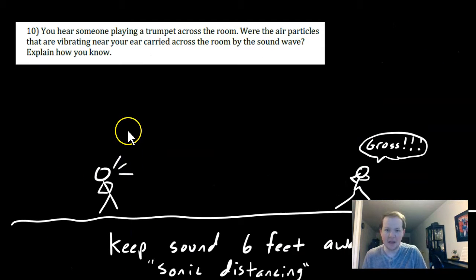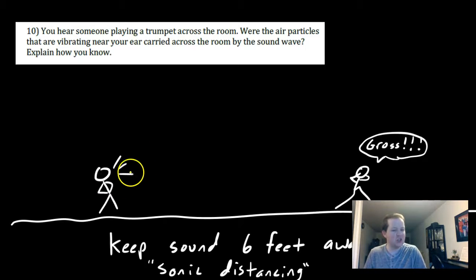Number 10. All right, so for number 10, our last one, it's a good conceptual question. It says that you hear someone playing trumpet across the room. Were the air particles that were vibrating near the trumpet carried across the room by the sound waves to your ear? This is kind of a key idea from what we were learning about in one of our videos.